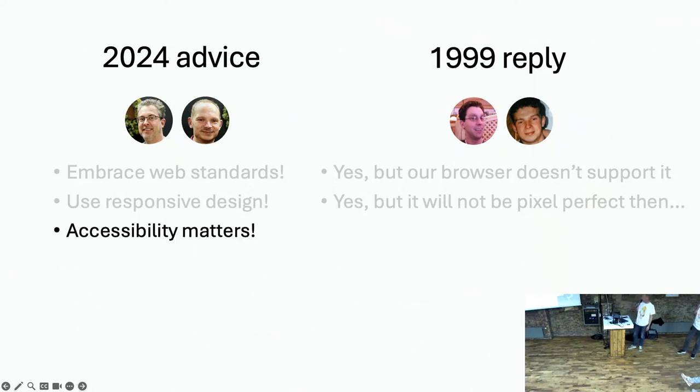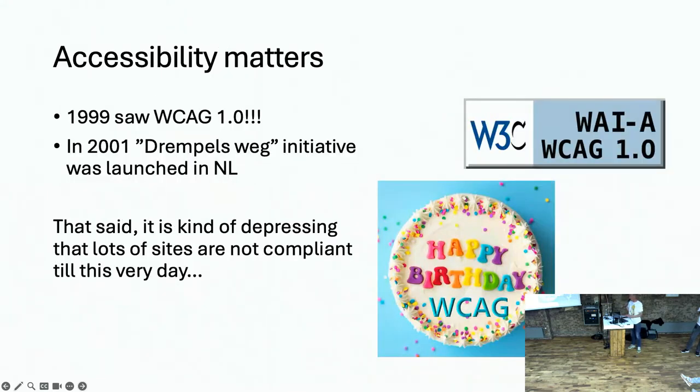Some more advice. Yes, there already were these web content accessibility guidelines, so accessibility matters. But in 1999, Tom and Wouter say, look at yourself, in 2024 we still don't really follow the accessibility guidelines that well. But we had it in 1999, it turned 25 last month, and I think it's kind of depressing that a lot of sites are not compliant to this very day. Your client really has to say to you, okay, make it compliant, and then maybe you have enough time to do so, but it's hard. And the government is still telling us, you should make your website accessible.